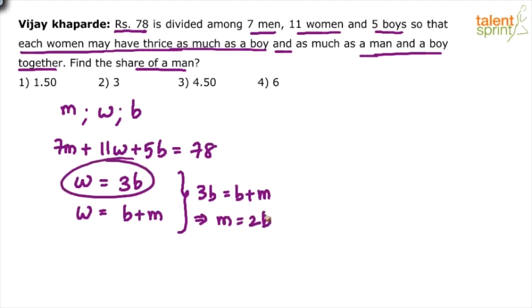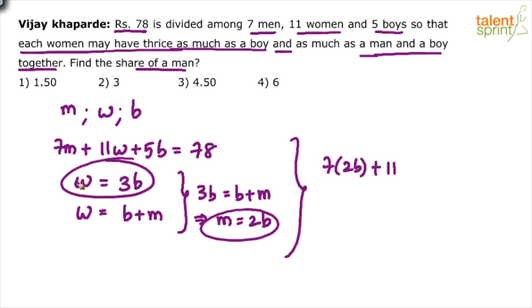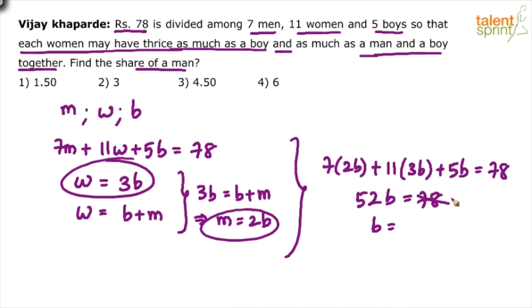We know that W equals 3B and we know that M is equal to 2B. Substitute back in the first equation. So what do we get? 7 into M, M is equal to 2B, so 7 into 2B, plus 11 into W, W is 3B, plus 5B equals 78. So 14B plus 33B is 47B plus 5B. 52B is 78. So what is B? I think this is 26 times 3, 26 times 2, right? So B is equal to 1.5.